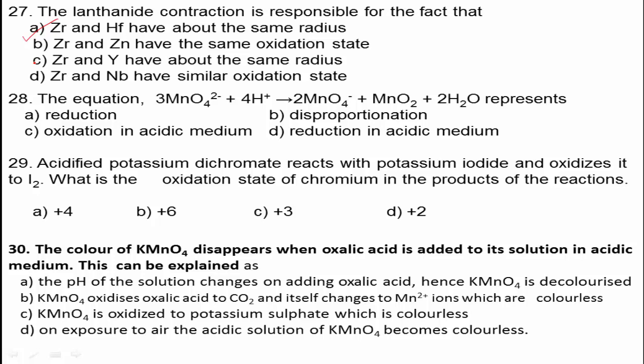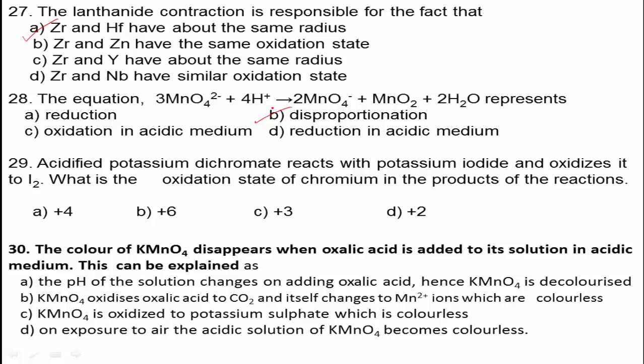Here 3MnO4 2 minus plus 4H plus gives 2MnO4 minus plus MnO2. Students, in the given reaction MnO4 2 minus is both an oxidizing and reducing agent. Therefore it involves a disproportionation reaction. Therefore the correct answer for the 28th question is B. Next, question number 29.